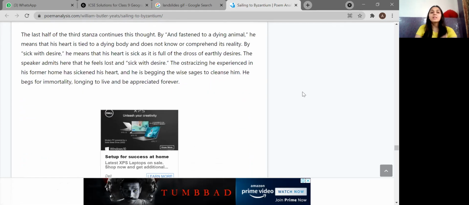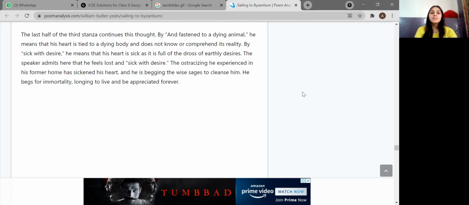Let's read it. The last half of the third stanza continues his thought, right? "And fastened to a dying animal." What does dying animal mean over here? It means that his heart is tied to a dying body and does not know or comprehend its reality. By "sick with desire," first we need to say he's fastened to a dying animal. So he says that his body is actually tied to a dying body now. It means he's going to die very soon, right?